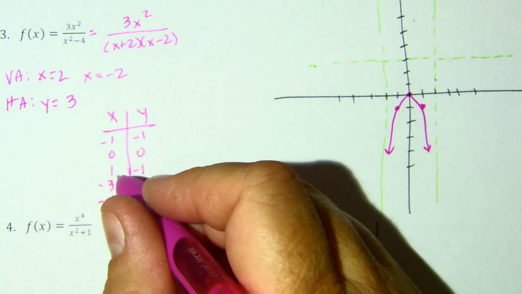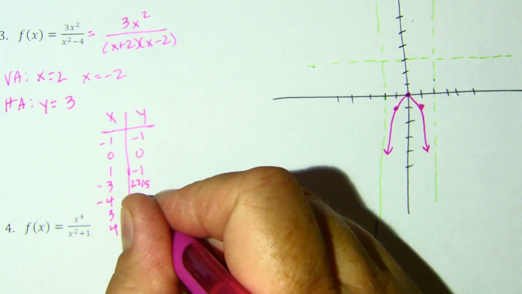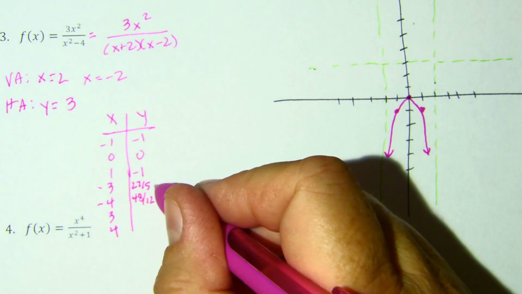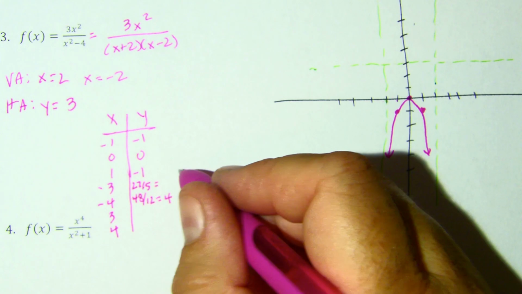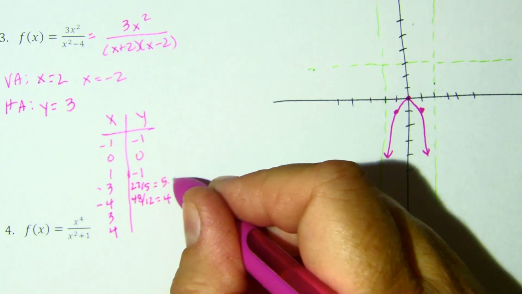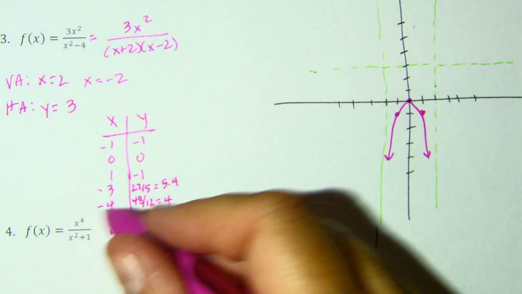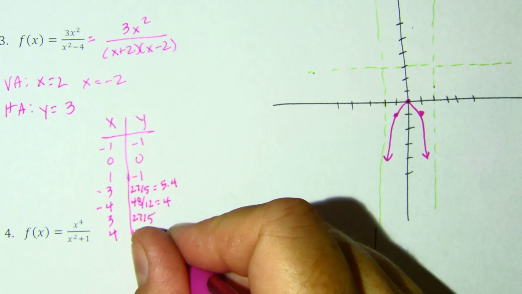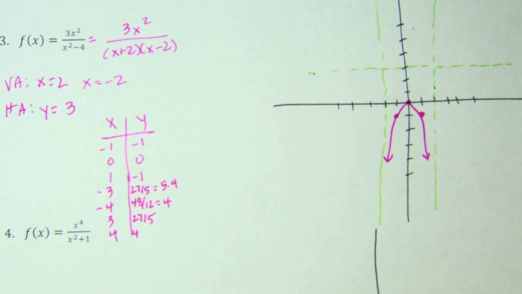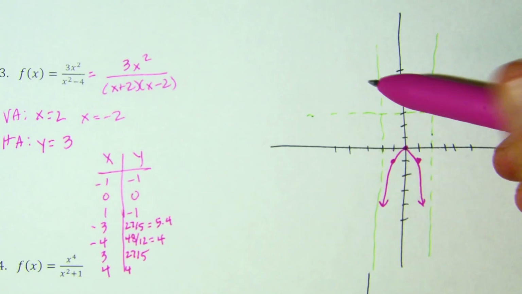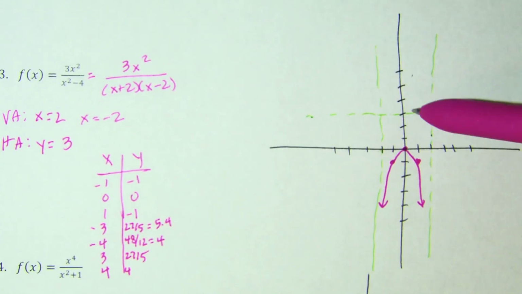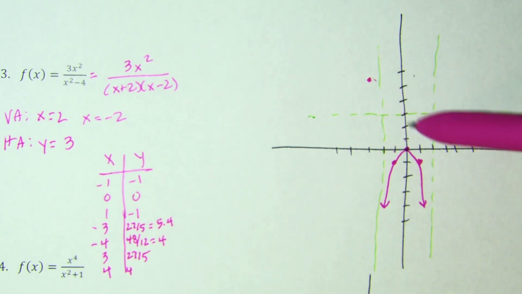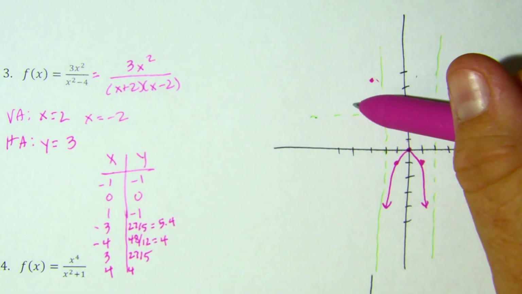Plugging in 4, we have 48/12, which is 4. 27/5 is 5.4. And then plugging in 3, 27/5 as well, and 48/12, which is 4. So plotting those points, at -3, we had 5.4, so 1, 2, 3, 4, 5.4 is almost 5.5. And then at -4, we had 4.